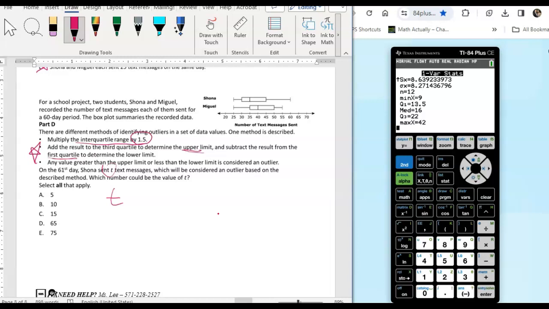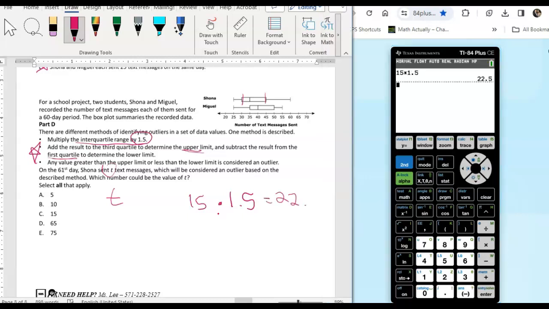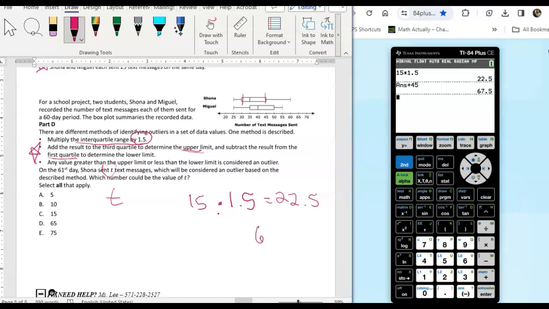So first we need to look at her interquartile range. Her interquartile range is 15. So 15 times 1.5 is 22.5. So if we add 45 to that, that gives us our upper limit. Anything above 67.5 is going to be an outlier. So that means that 75 is going to be an outlier.